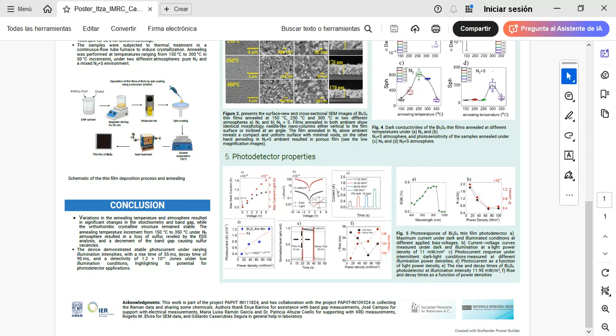The device demonstrates stable photocurrent under varying illumination intensities with a rise time of 55 milliseconds, a decay time of 90 milliseconds, and a detectivity of 1.2 times 10 to the 11 Jones under low illumination conditions, highlighting its potential for photodetector applications.